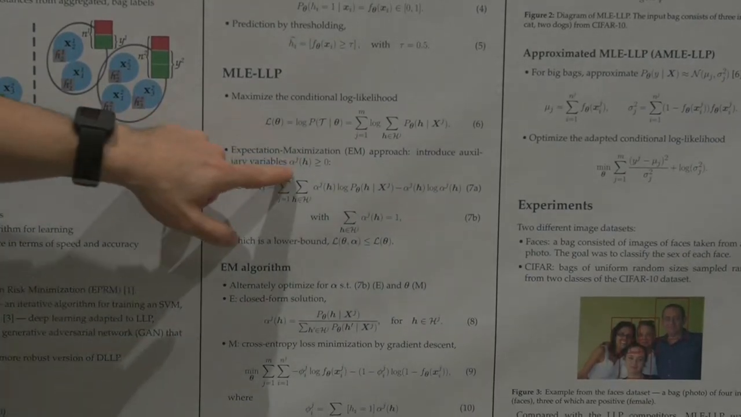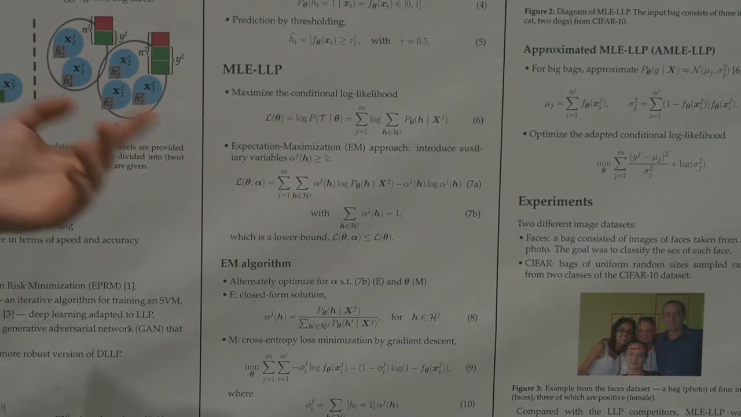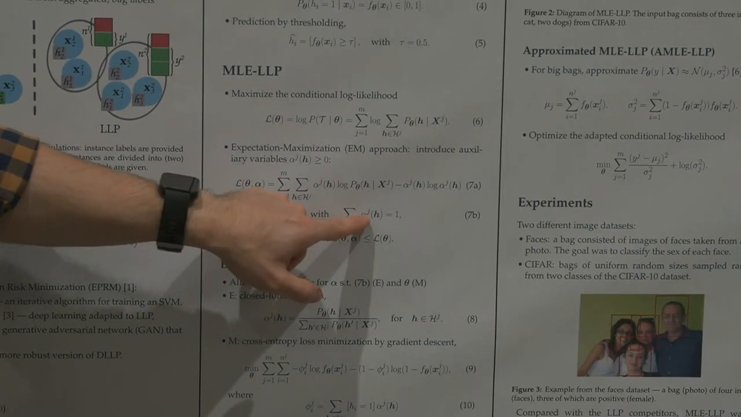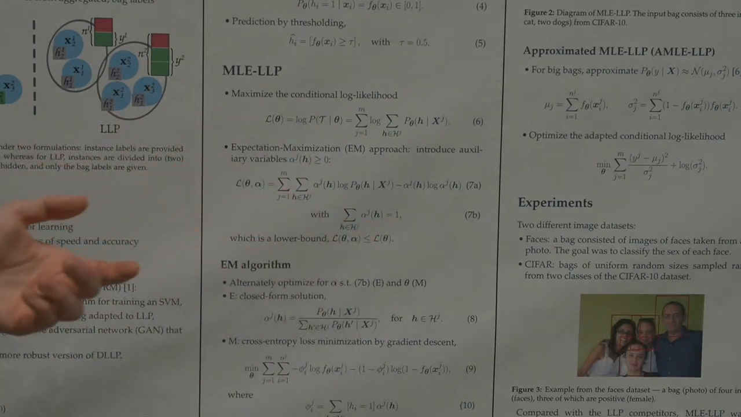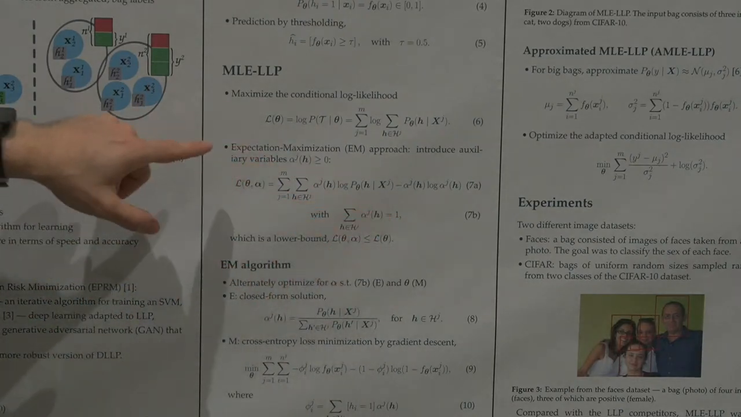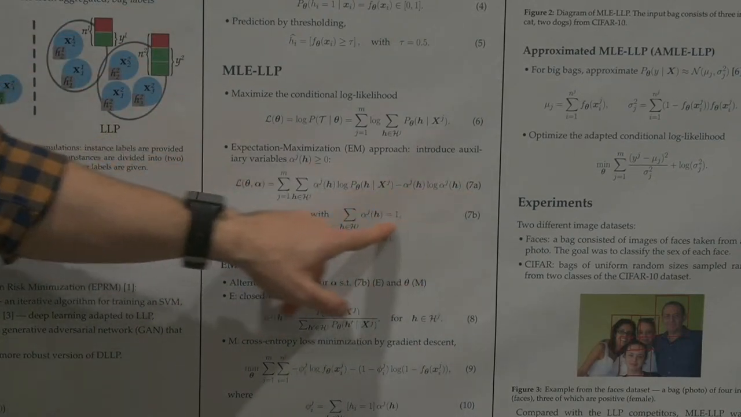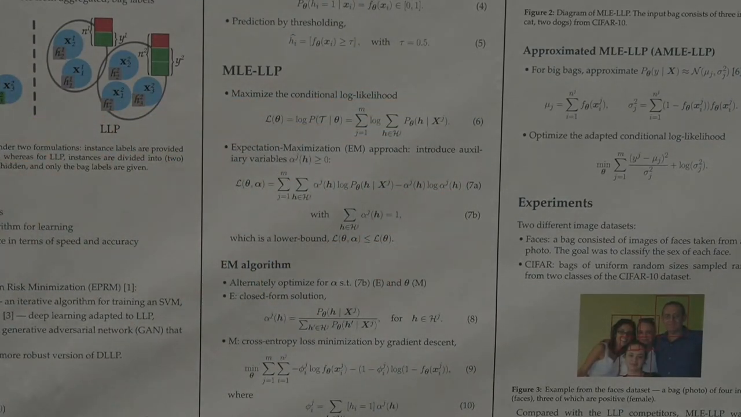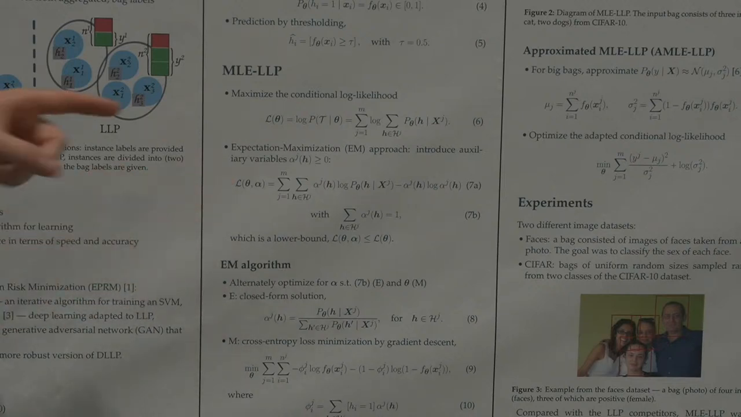The important thing is that all the variables for each bag and each configuration are greater or equal to zero, so they are non-negative. And for each particular bag j, when you sum over the alpha variables, it goes to one. This allows us to claim that this auxiliary expression is a lower bound of the original objective. So when we optimize the lower bound, we kind of optimize even the original objective.